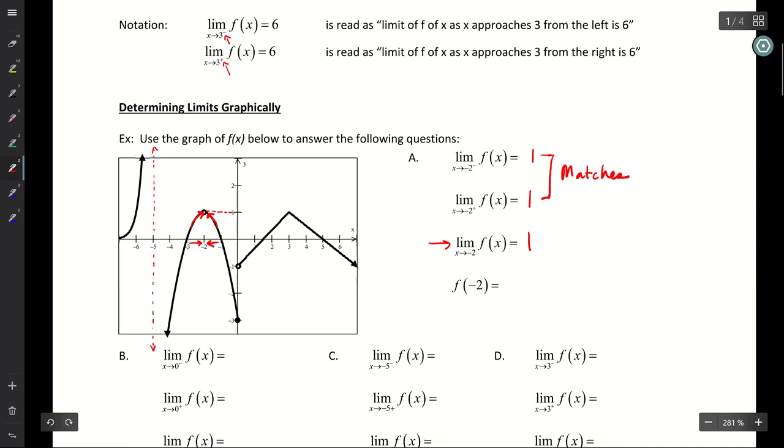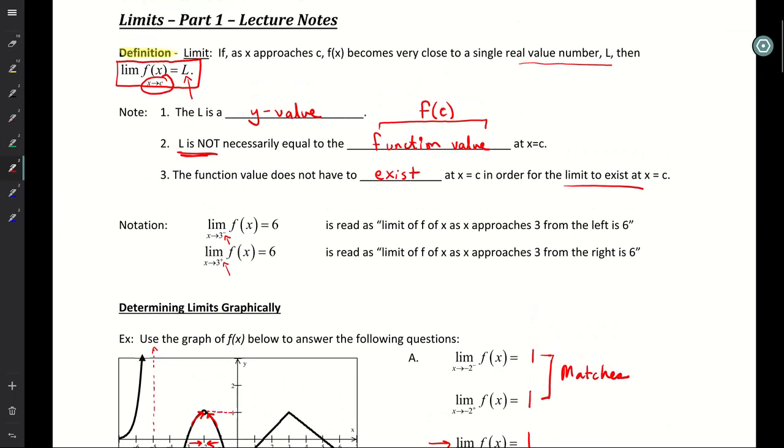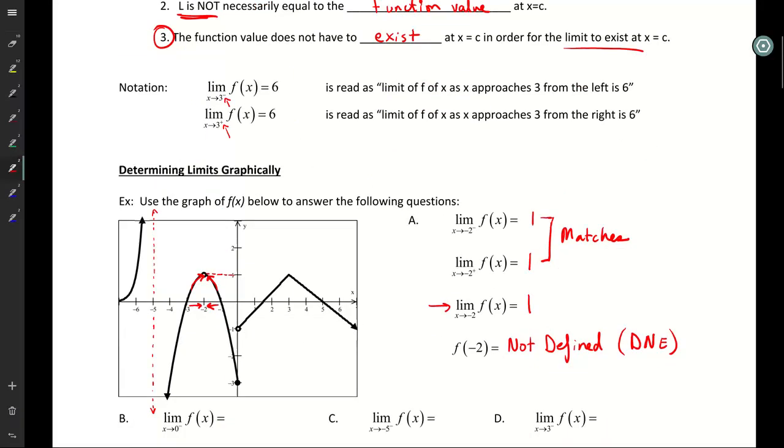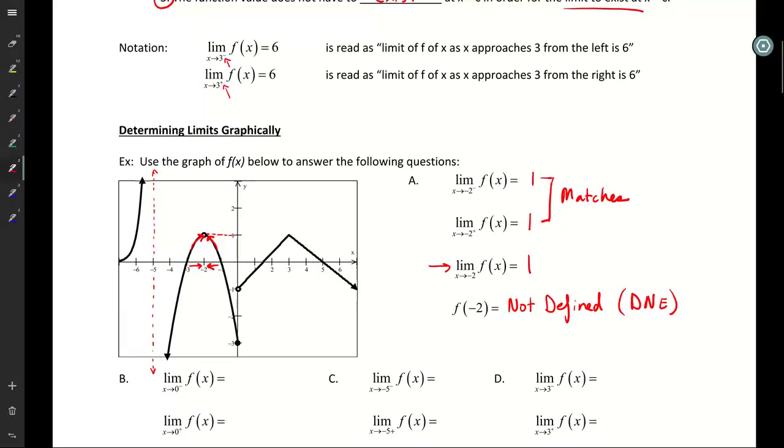Okay, so that's a very basic idea of a limit. Now notice here that f of -2 is not even defined, or you might even say does not exist. And that's okay. I'm going to come back up here and notice that what we said on number 3, the function value doesn't have to exist in order for the limit to exist. The limit is only what you're getting very, very close to as you approach your x value.